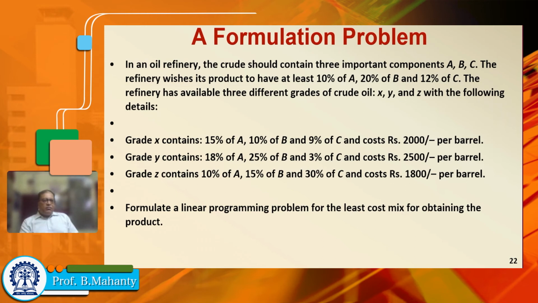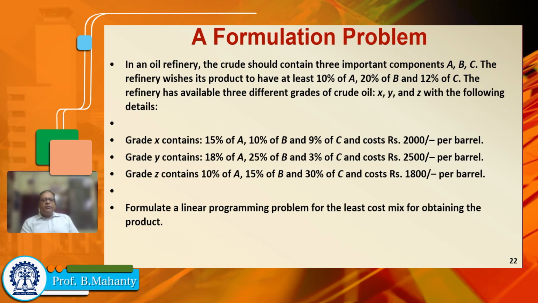Now these blending problems are also very interesting. So in an oil refinery, the crude should contain 3 important components, A, B, and C. The refinery wishes its product to have at least 10% of A, 20% of B, and 12% of C. Now, it has three different grades of crude oil, X, Y, and Z, with the following details.